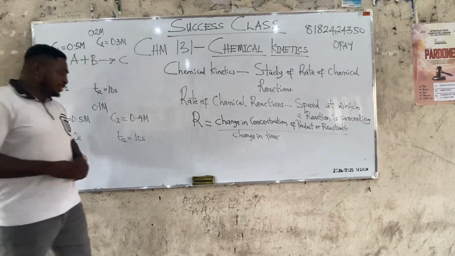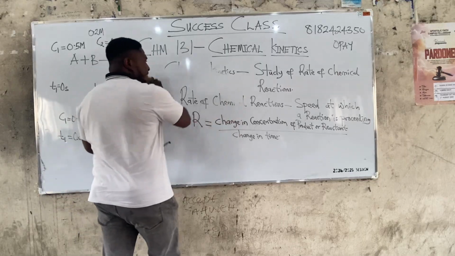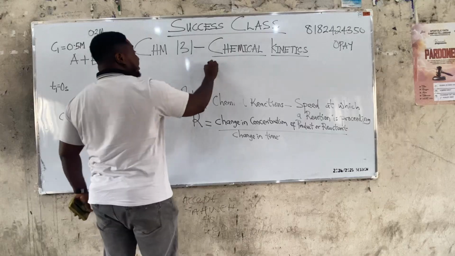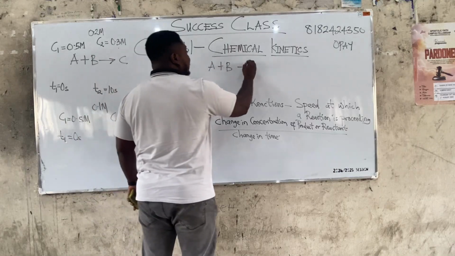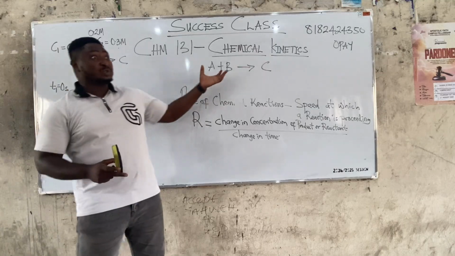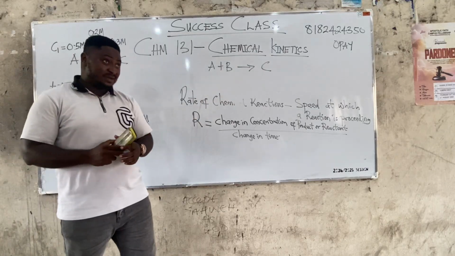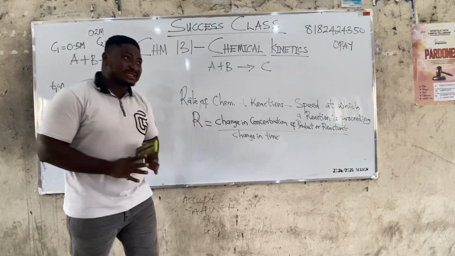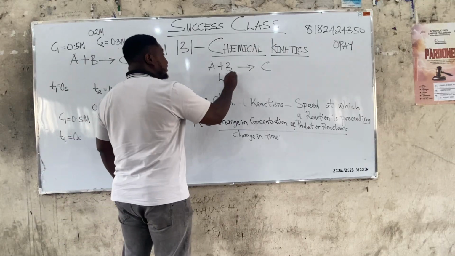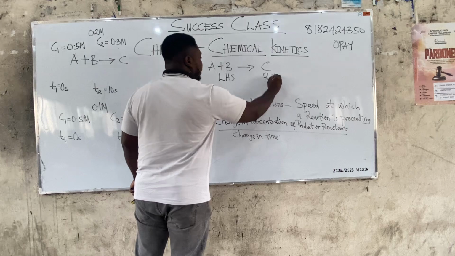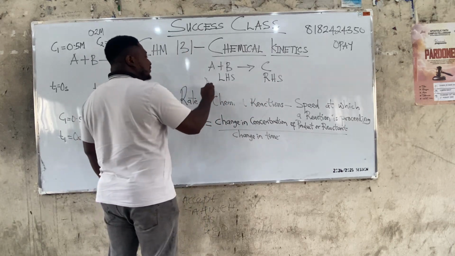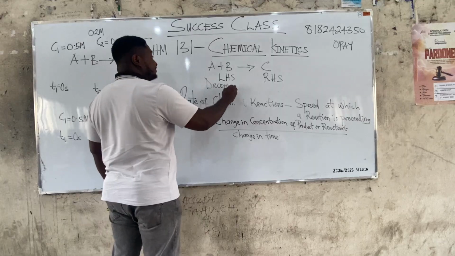Because class, I must explain something to you here now. Follow me carefully. Class, in a reaction, A plus B to give C, there are two things happening simultaneously in every reaction. As soon as the reaction starts, two things are happening simultaneously. One is on the left-hand side, and the other is on the right-hand side. Class, on the left-hand side, there is what we call decomposition.